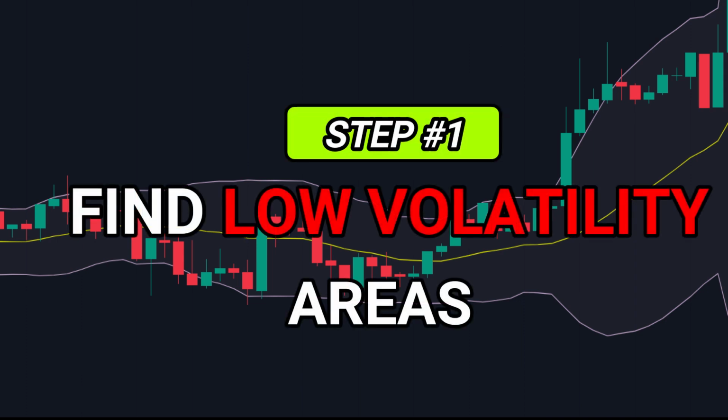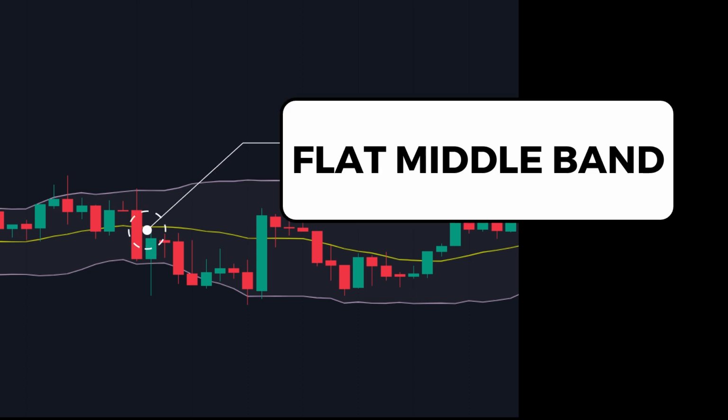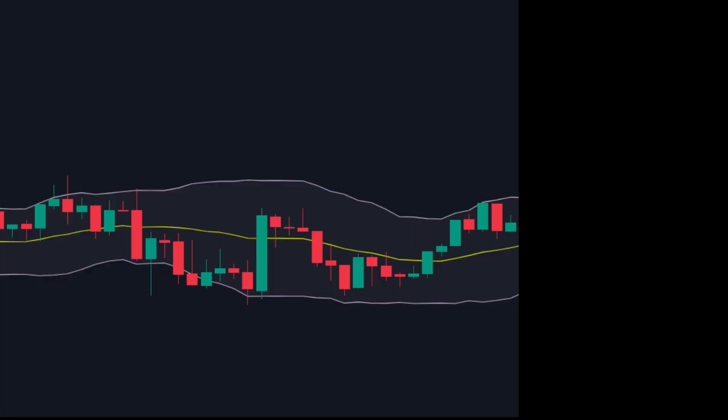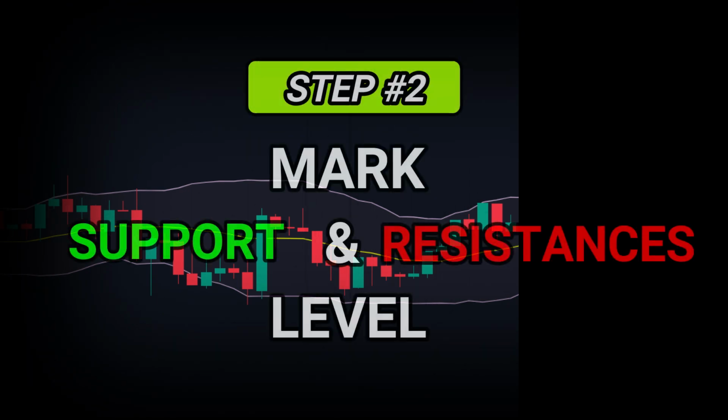Step 1 is to find low volatility areas. Here's how a ranging area looks like. First, the middle band is as flat as a horizontal line. Second, the bands are extremely tight and narrow, just like a bowling alley. These two features tell us that the price is compressed to very low volatility. Step 2 is to mark your static support and resistance levels.